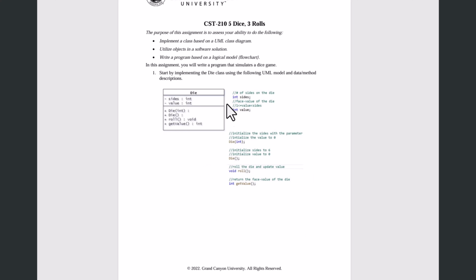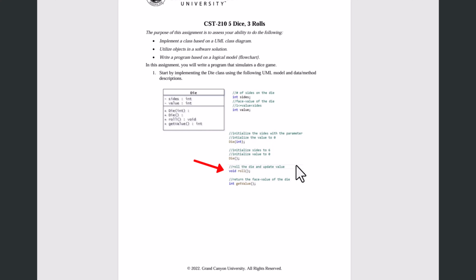It first introduced me to the first 2 variables, sides and value, to represent the sides of the die and the current face value of each die. I then had to create 2 constructors, one with no arguments that should initialize sides to 6 and value to 0, and another that should initialize sides with the argument and value to 0.